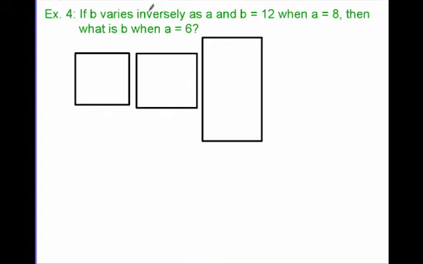Example 4 says, if b varies inversely as a, and b equals 12 when a equals 8, what is b when a equals 6? Now in this one, we have to make our table. It's kind of weird because we normally are used to working with x and y, but now I have b and a. I just want to show you that the template always looks like this. y varies directly as x. Whatever comes first, that's going to be the y value. Whatever goes here, this is going to be the x value.